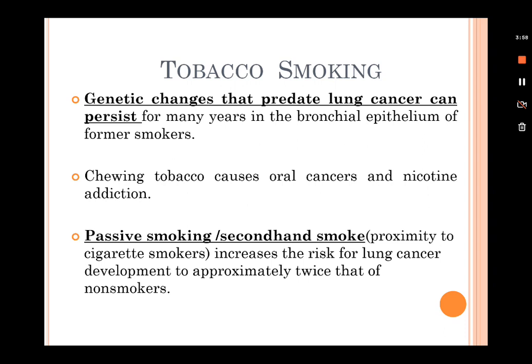So they are physically dependent, they get constipated, they get symptoms if they don't take it. You'll learn about physical and psychiatric dependence later, in 4th year. But yes, they develop constipation if they don't take nicotine. So just smoking will cause lung cancer, chewing will cause oral cancer. And people who are sitting next to them, this is called passive smoking or second hand smoking. People who are around habitual smokers will obviously have an increased risk for lung cancer.